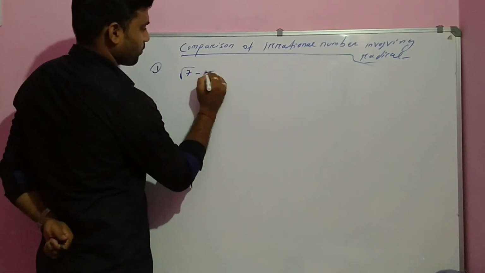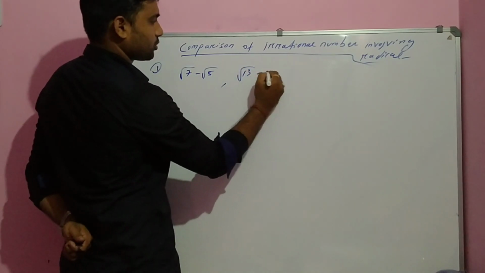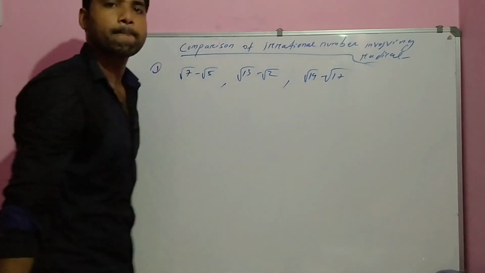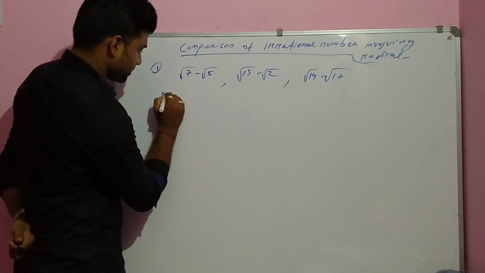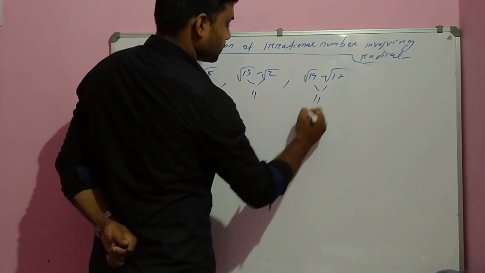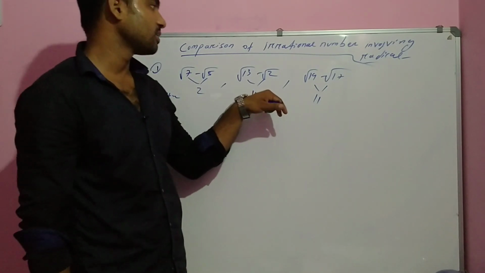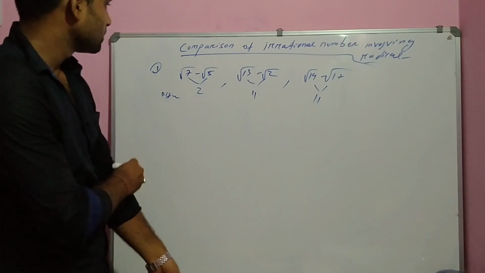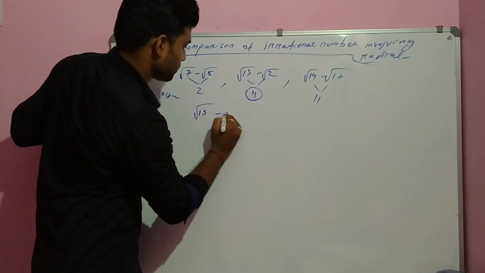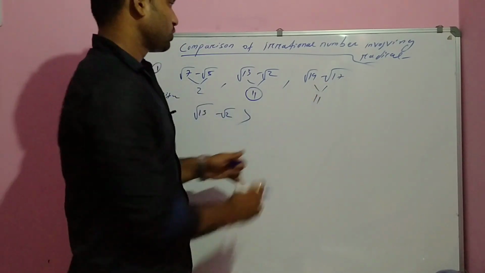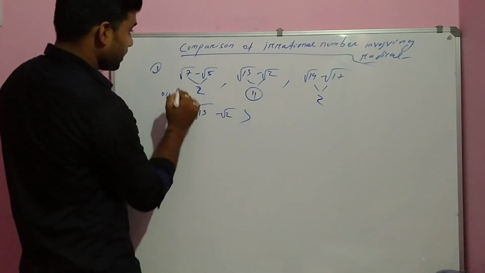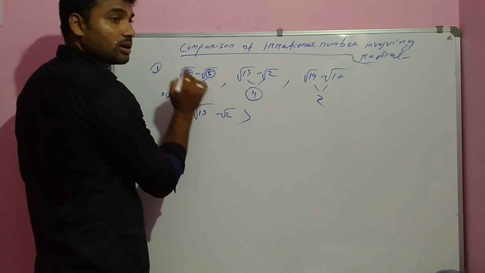root 7 minus root 5, root 13 minus root 2, root 19 minus root 17, and root 3 minus root 2. The differences are 2, 11, 2, and 2. So the highest difference is 11, and this one is the greatest. We can compare this way. Keep in mind, the smallest numbers are the greater numbers.